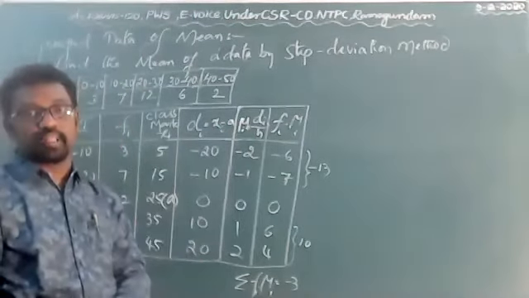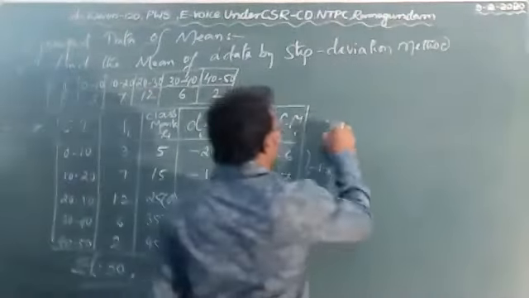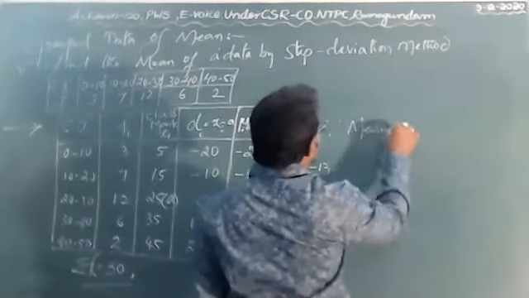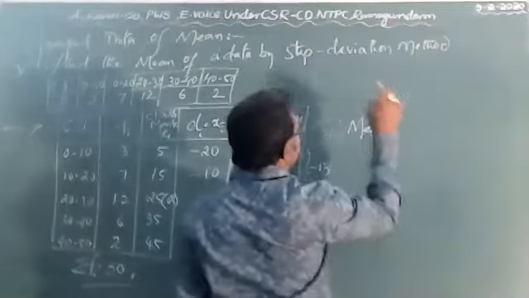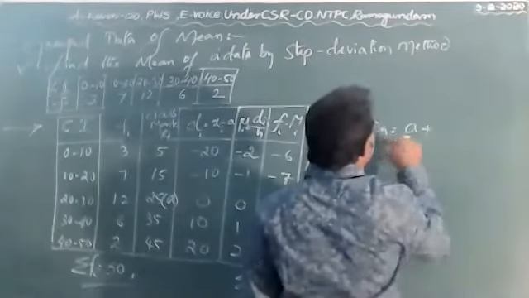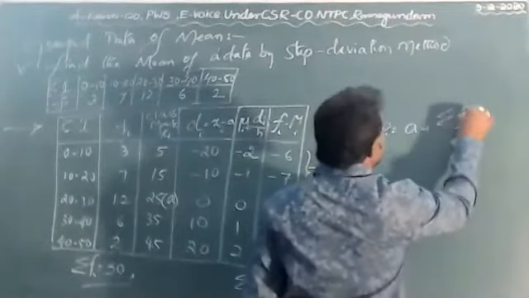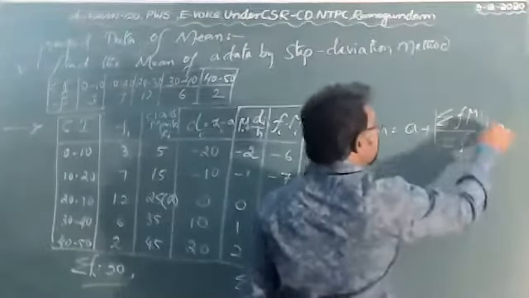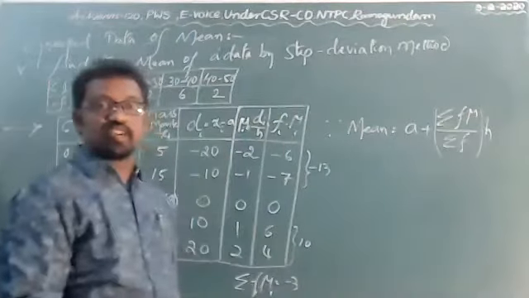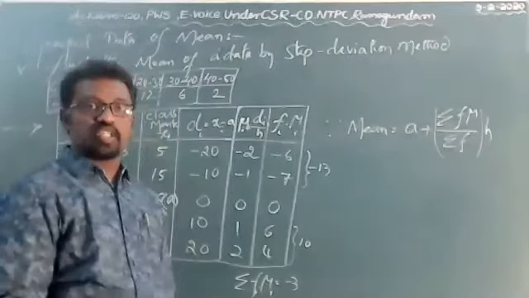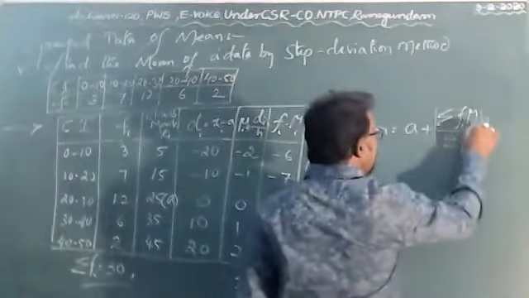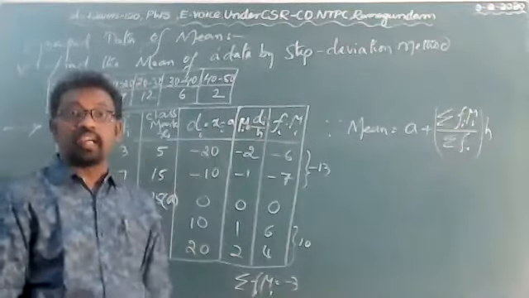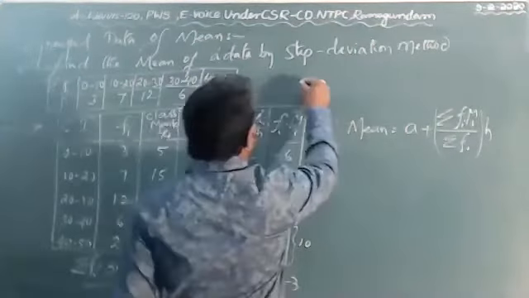Step deviation method, now we'll take the formula. You can write mean directly, but the step deviation formula we will take is a plus sigma f into mu by sigma f, into h. This is the formula: a plus sigma f into mu by sigma f into h. h is nothing but the gap of the class. Now we'll take all these values.